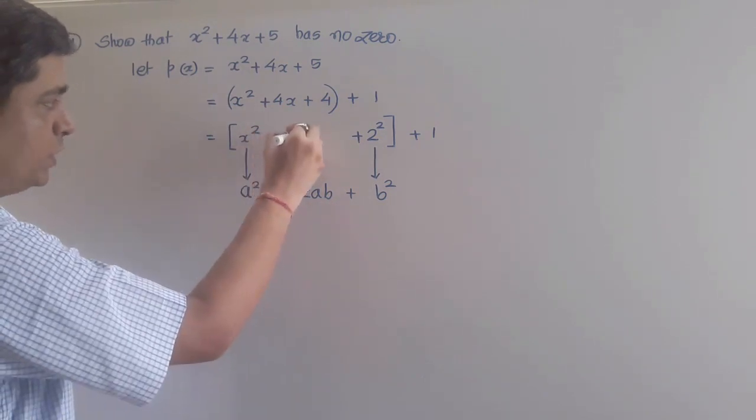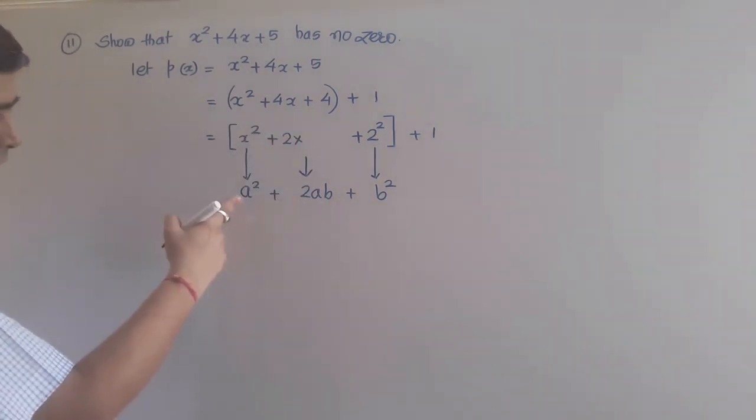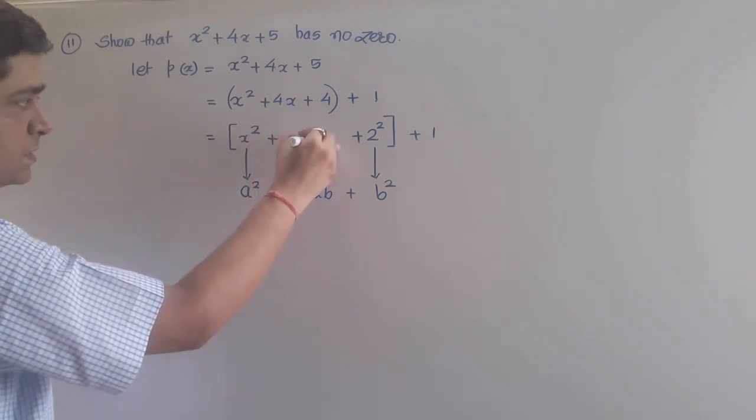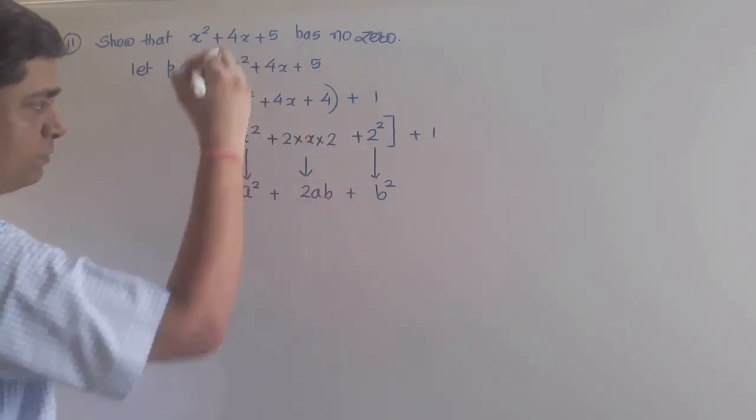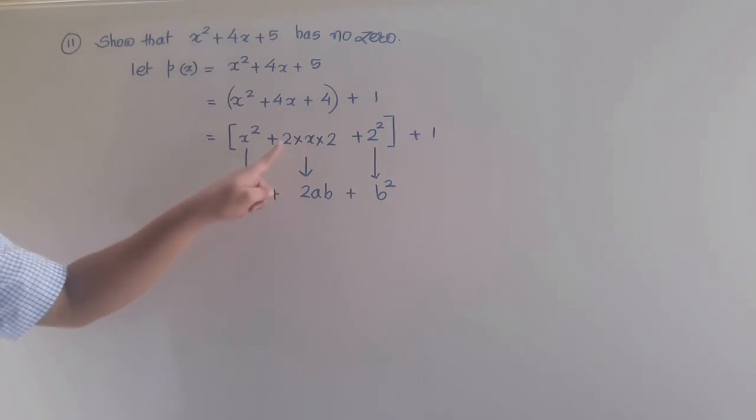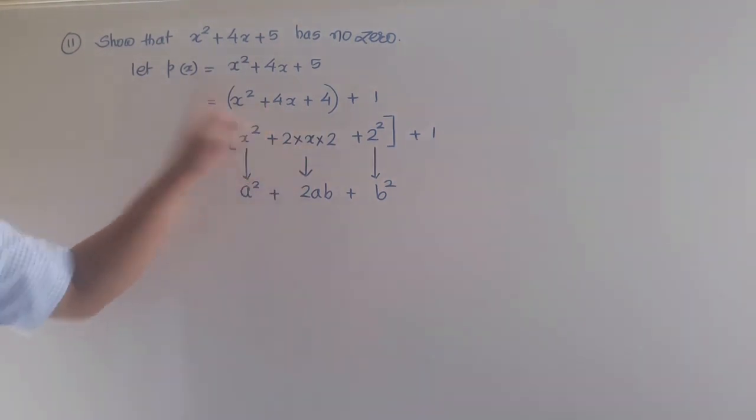So 2 into, what is the value of a? Observe, a is equal to here x. Similarly, what is the value of b here? That will be equal to 2. And you multiply all, 2 into x into 2, that will become 4x.